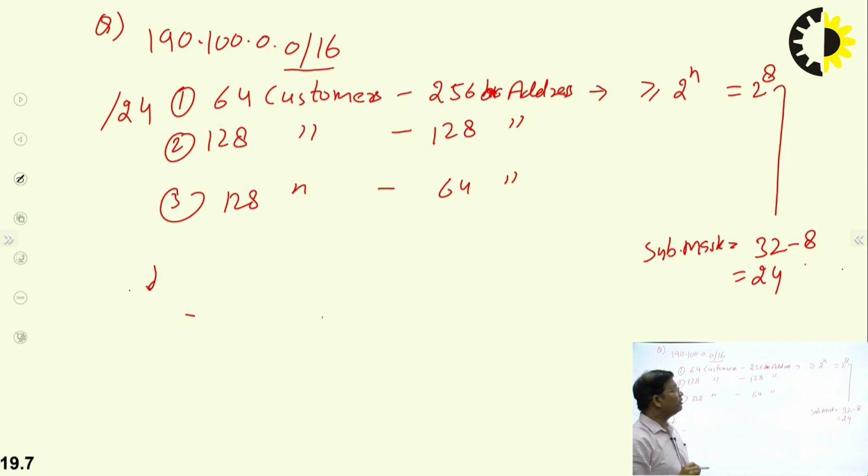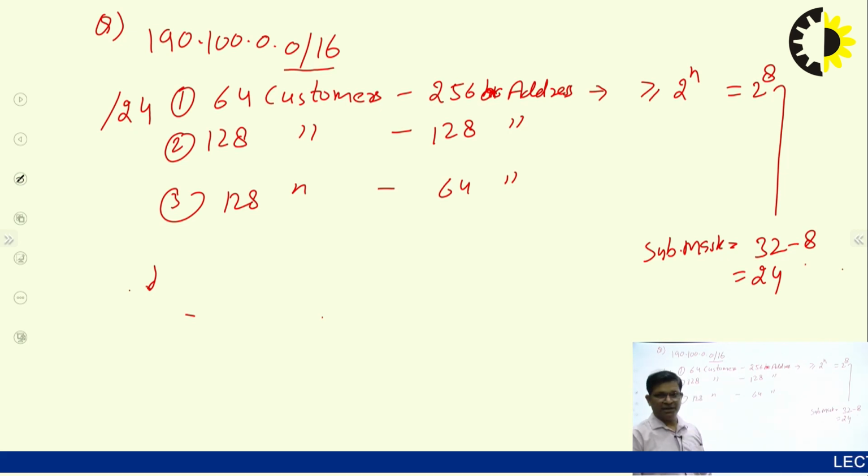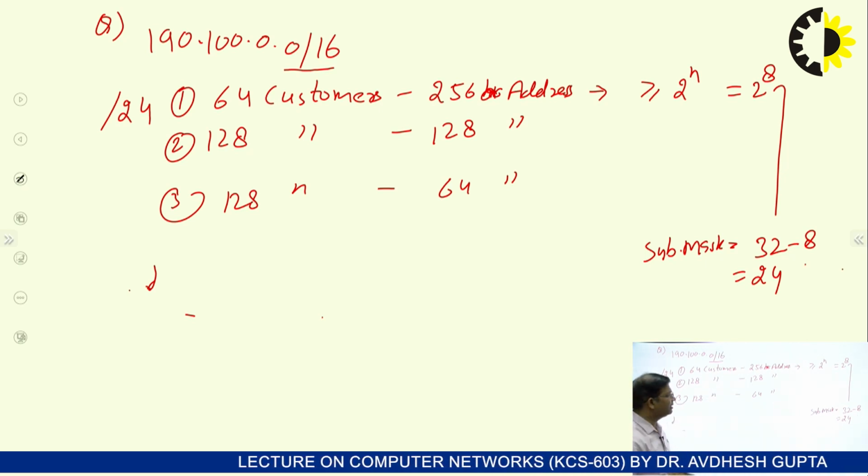Because if we use a /16 mask, it means we are allowing the customer to have 2 to the power 16 addresses. If we keep /24, it means we are allowing a customer to have 2 to the power 8 addresses only. And the first question asks this only, that you have only 256 addresses in your network. Okay.